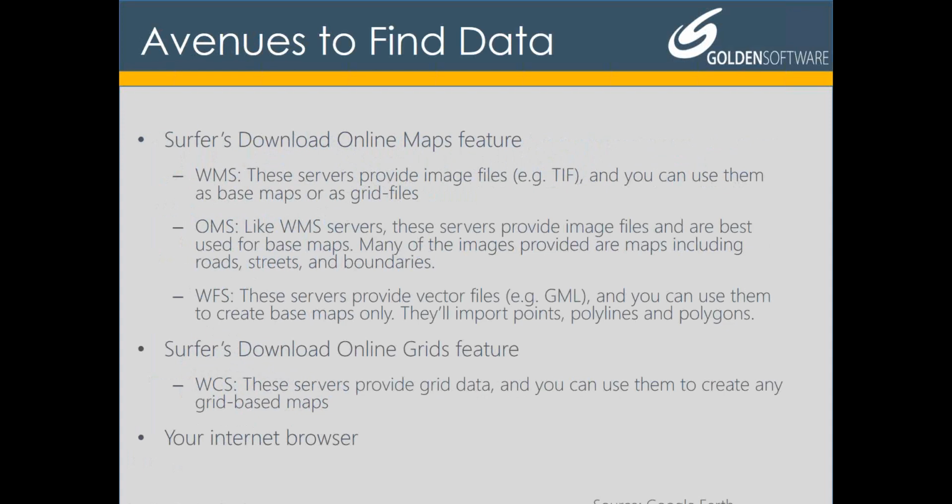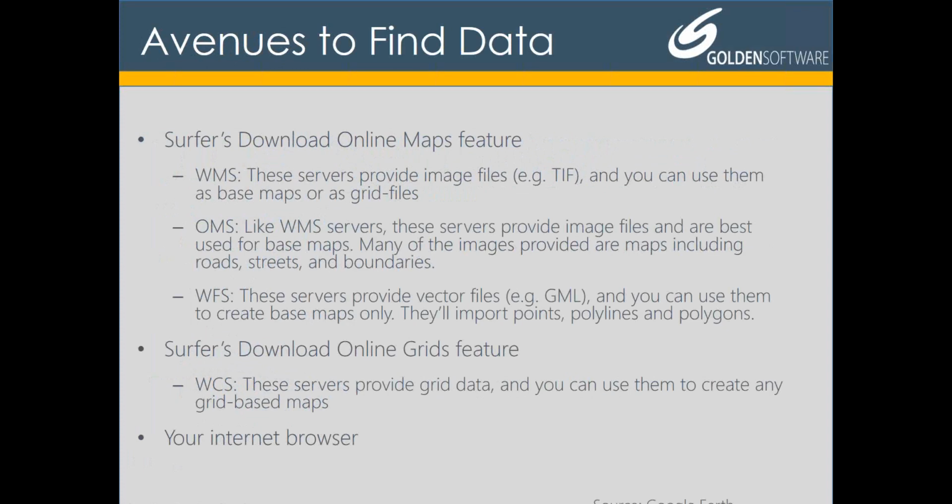So the in-app download online maps feature, which is available in Surfer. This is by far the easiest and most efficient method of locating data for base maps. You simply need to know the extent of your area of interest, or you need to have the extent defined within Surfer in a map by an existing base map or base layer. Surfer can download a base raster or vector layer, and it can be downloaded directly into your project, into the plot window.